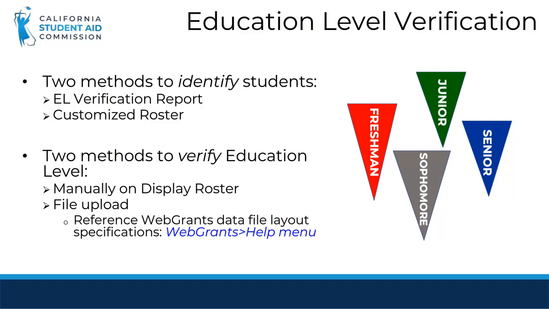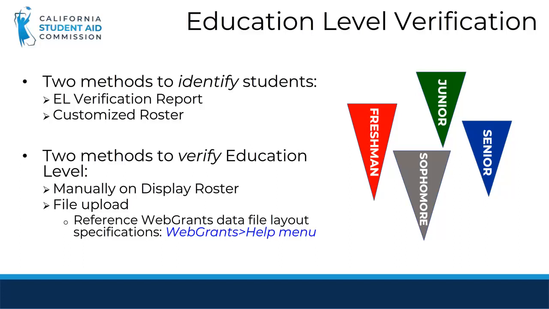Now that we've talked about education level policies and looked at some examples, we will review how to identify and verify students. There are two ways to identify flagged records. The easiest way is to pull the EL report. The second way is by customizing your roster, which we'll show you how to do later in this presentation.